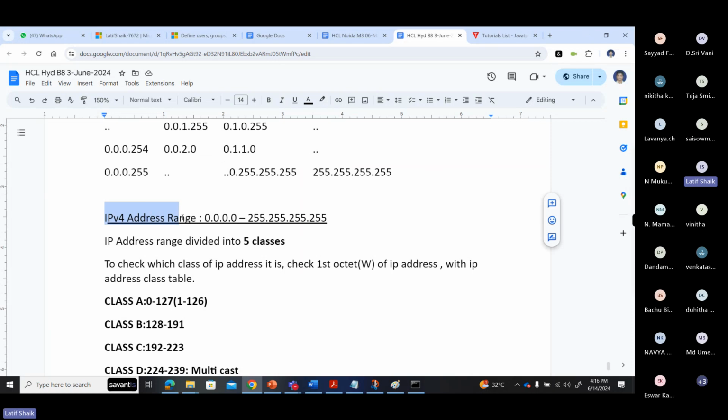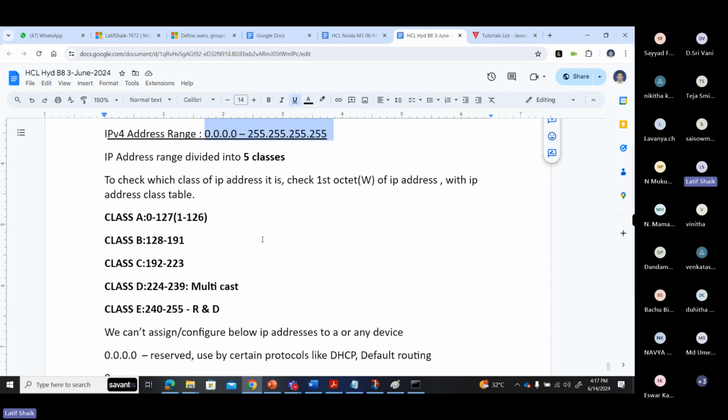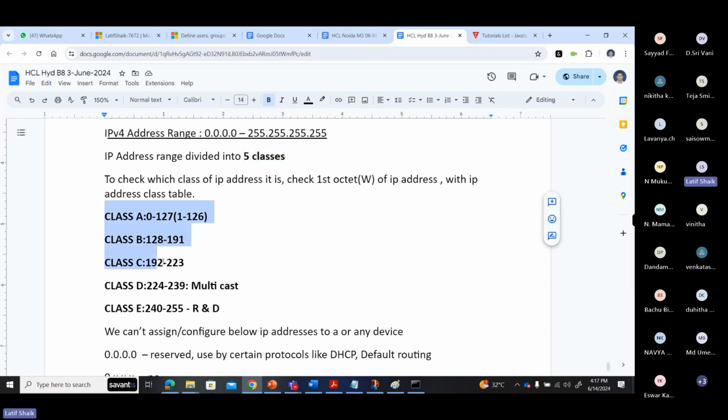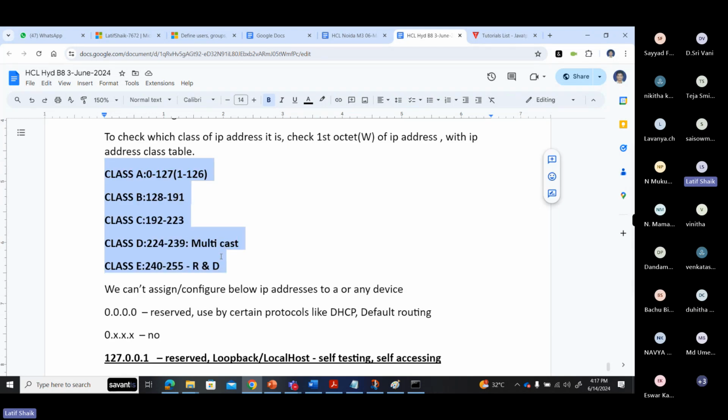We'll come back to IPv4, guys. It starts at 0.0.0.0 and goes up to 255.255.255.255. It's a total of 4.3 billion IP addresses. It is divided into five classes, based on the first octet of the IP address. These are the classes.